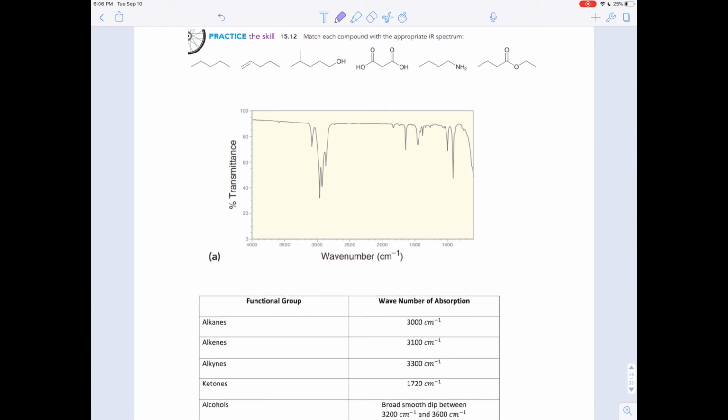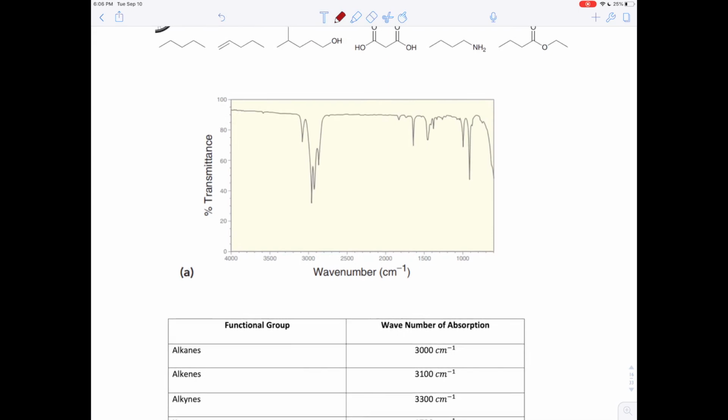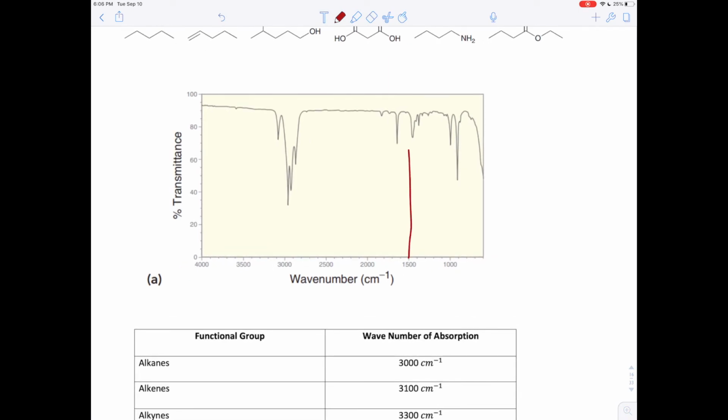Okay, so for this first one, anytime you get a new IR spectrum, you draw that vertical line at 1500. And anything to the right of that line is going to be a shadow that's cast by a single bond. So all those are shadows cast by single bonds.